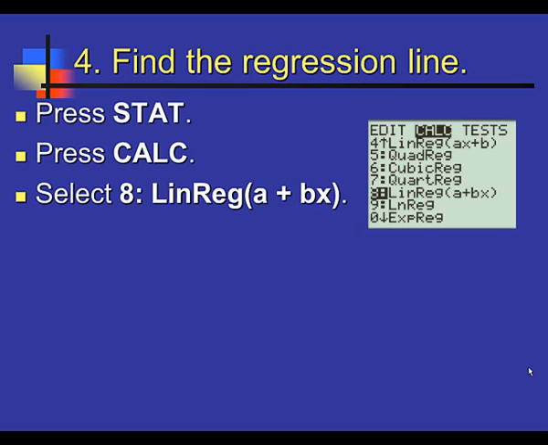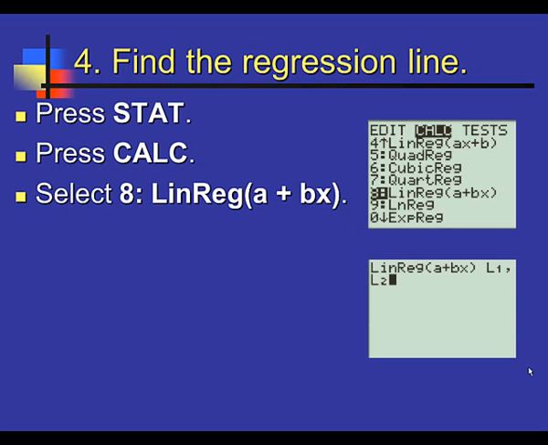Next, we want to find the regression line. We go back to our favorite key, which is the stat key. And then we go over to the calc menu. And we go down all the way to number 8, which is the linear regression of a plus bx. And I do realize that we are passing number 4, which is linear regression of ax plus b. They both give the same result, just in a slightly different format.